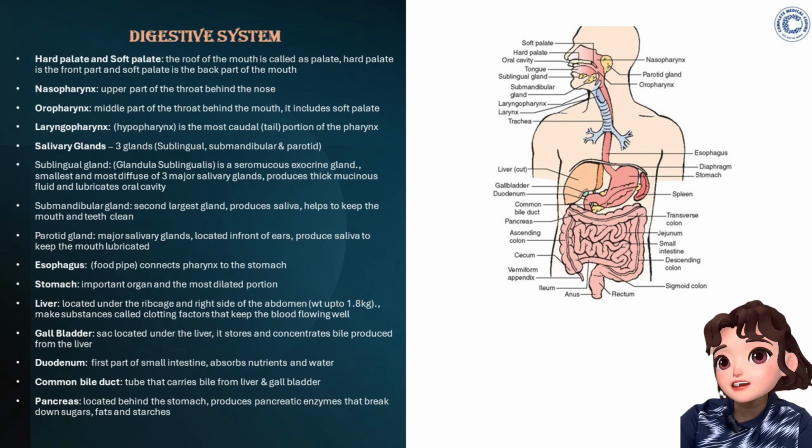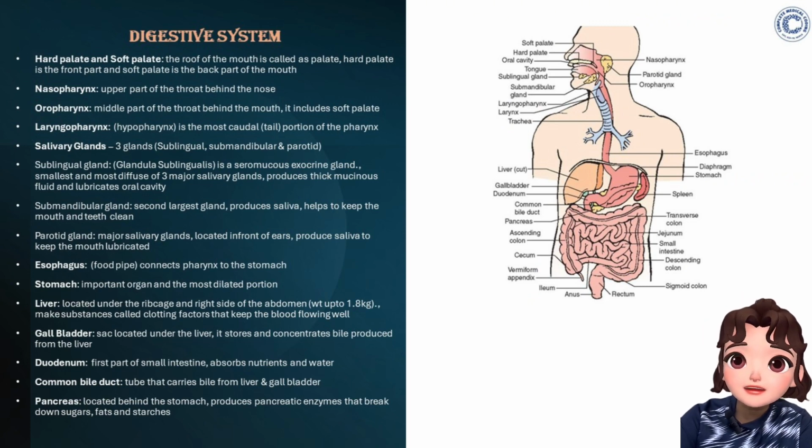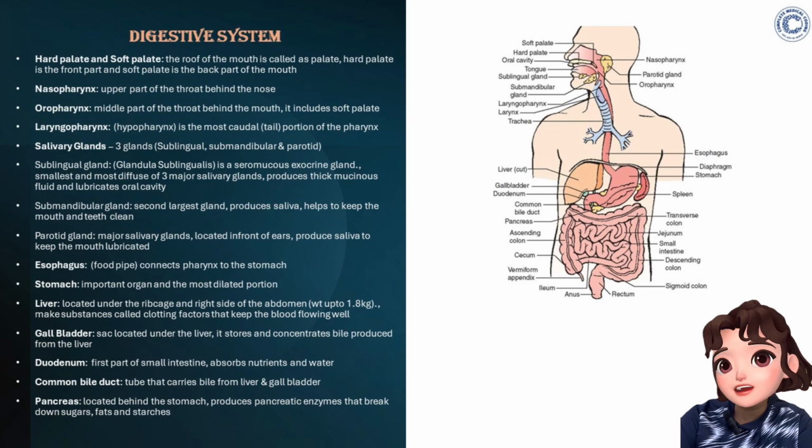Okay. Then comes the esophagus. The esophagus is also called the food pipe that connects the pharynx to the stomach. The stomach is an important organ and the most dilated portion. Liver. The liver is located under the rib cage on the right side of the abdomen. Its weight is up to 1.8 kg. And the liver produces substances called clotting factors that help the blood flow well.